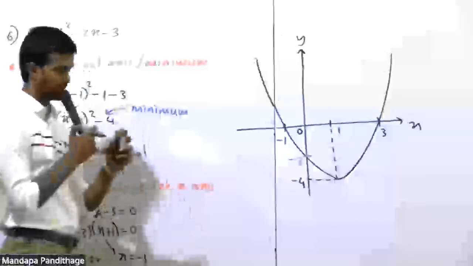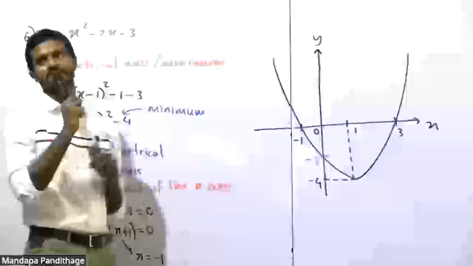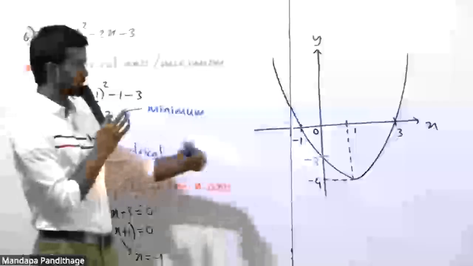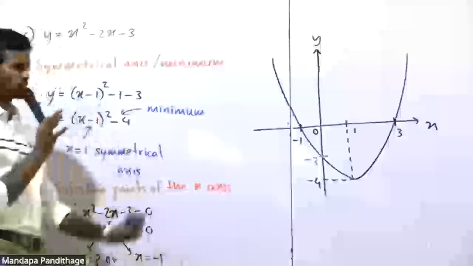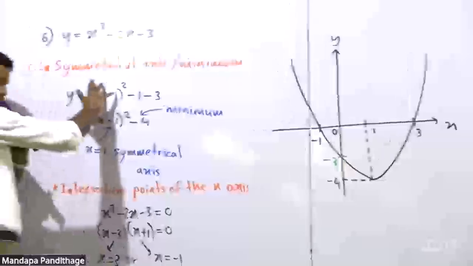Okay, hands up, who can remember this? Okay, good. Never mind, even if you can't remember, that is totally fine. I explained how to do this. Only two things you have to do: complete squares and factorize.